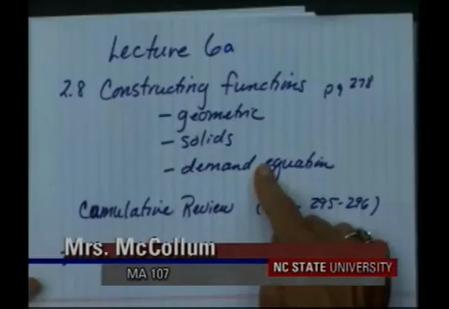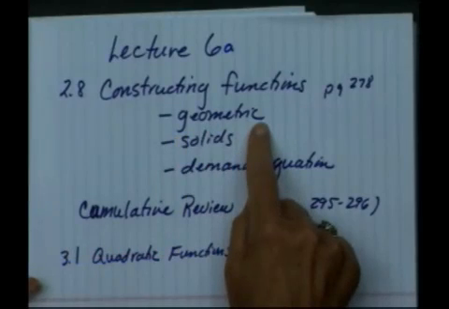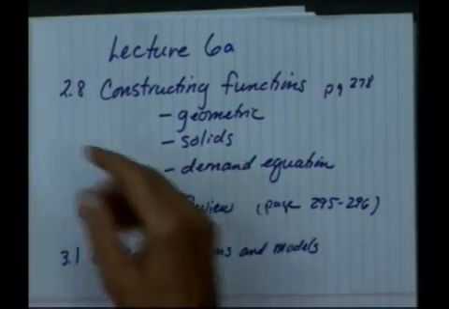We're now at lecture 6A, and it may take 6B to also finish this, but we started in 5B, constructing functions, and I wanted to identify there were three types that I was going to expect you to be responsible for: your geometric figures and your solids.